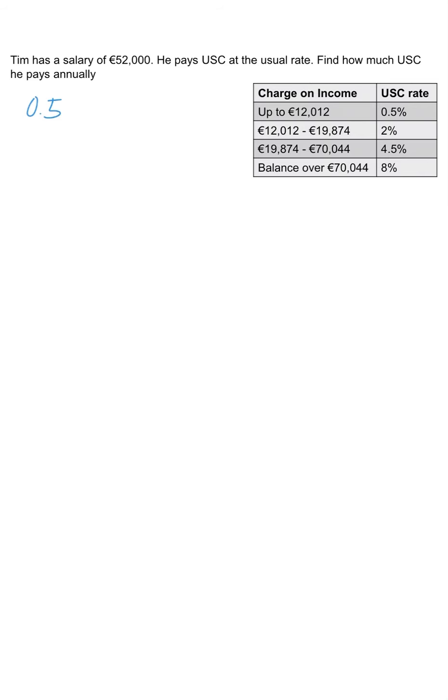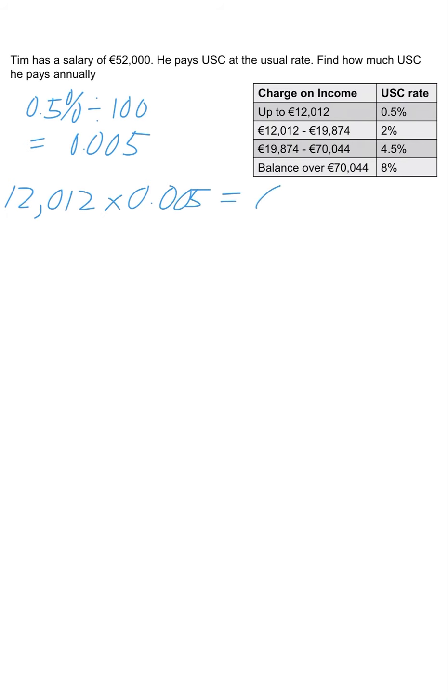So 0.05%, we need to change that then into decimal form. So dividing by 100, that'll be 0.005. And then we do 12,012 times 0.005. That is equal to €60.06.